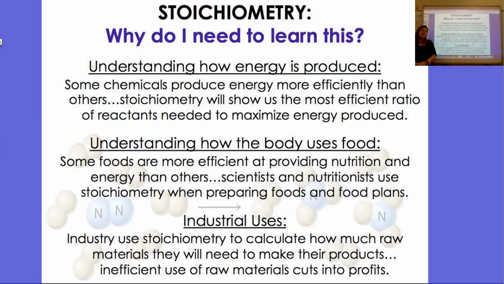Why are we learning this? We're going to cover several different topics. We're going to get back into energy, with calculating kilojoules for how much energy is required or how much energy is produced. Some chemicals produce energy more efficiently than others, depending on the reaction. So stoichiometry is going to show us the most efficient ratio of reactants in order to get how much energy that we need to be produced, in order to maximize the energy that is produced for that specific equation.